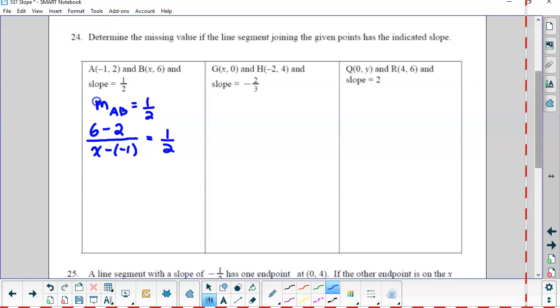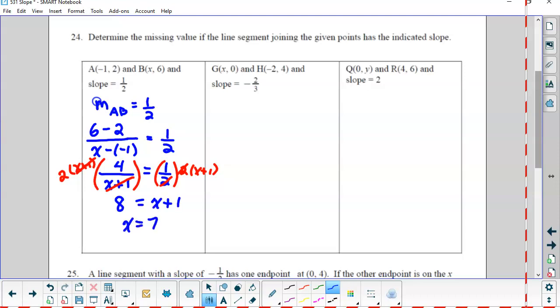So simplify if you can, so that's 4 over x plus 1 equals 1/2, and then again, multiply both sides by the common denominator. And really, the 2 divides out. So you're left with 8 equals x plus 1. So x equals 7. If you have grid paper, you can figure some of these out. But on a written response part of the test, you're going to be asked to show work, algebraic work, which is this.